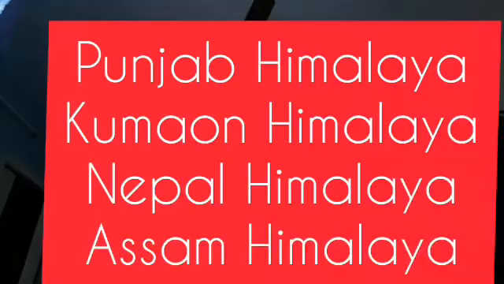Number one, Punjab Himalaya, in between Indus and Satluj. Second, Kumaon Himalaya, in between Satluj and Kali river. Third, Nepal Himalaya, in between Kali and Tista river. And fourth, Assam Himalaya, in between Tista and Dihang rivers. The four divisions of mountains from west to east direction.